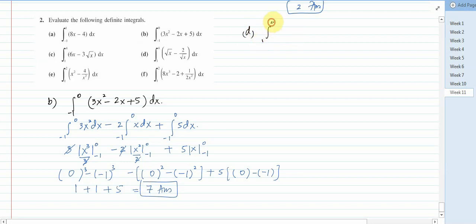to 4 under root x minus 2 over under root x dx. Alright, so first give it a try by yourself, and time for this part is 2 minutes. So start.